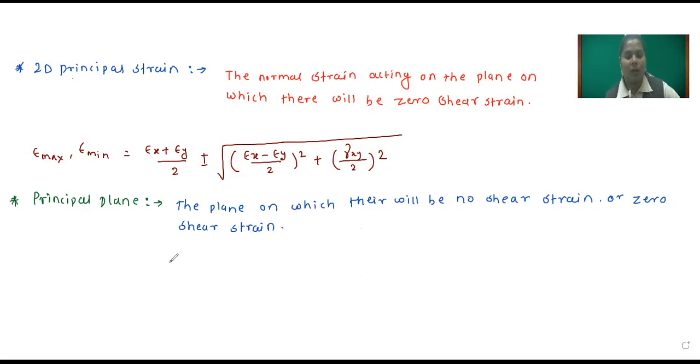So how do we find this principal plane? Tan 2 theta is equal to gamma xy divided by (epsilon x minus epsilon y). This equation is useful for finding the principal plane. Please write down fast, so we can move towards the next point.